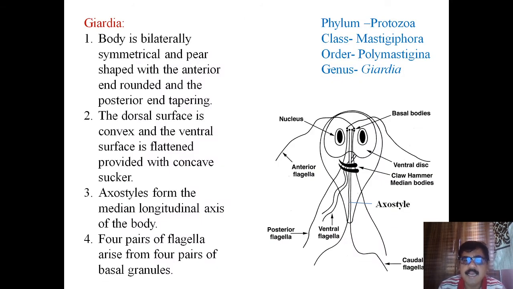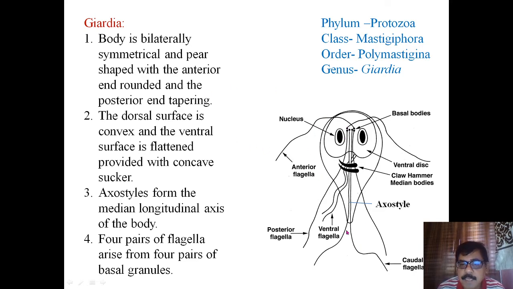Then the second slide from the protozoa is Giardia lamblia. It is included under the protozoa. Class is Mastigophora, order is Polymastigida, and the genus is Giardia. If you observe the structure of this Giardia, it has flagella as a locomotory organ. Therefore, that is included in the Mastigophora or the Flagellata.